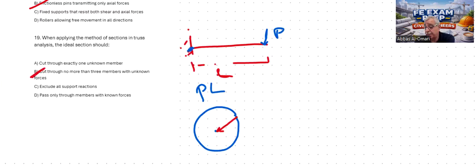Now answer A, cut through exactly one unknown. It can cut through one unknown member. It should not be exactly one unknown member. It can be up to 3 unknown members because we have 3 equations, the equations of static equilibrium. So we can solve one section for 3 unknown forces in 3 members. Next question.